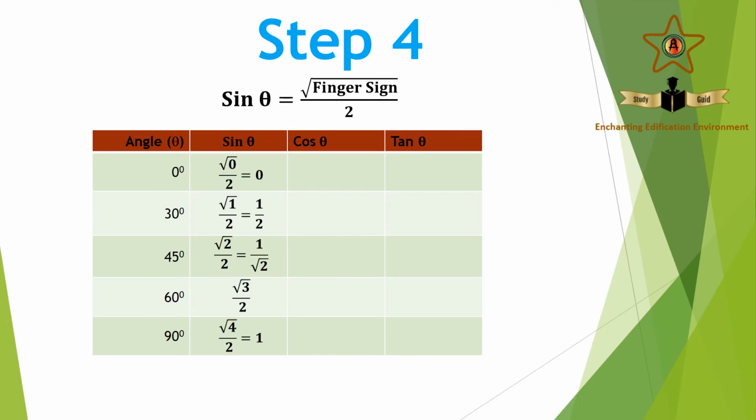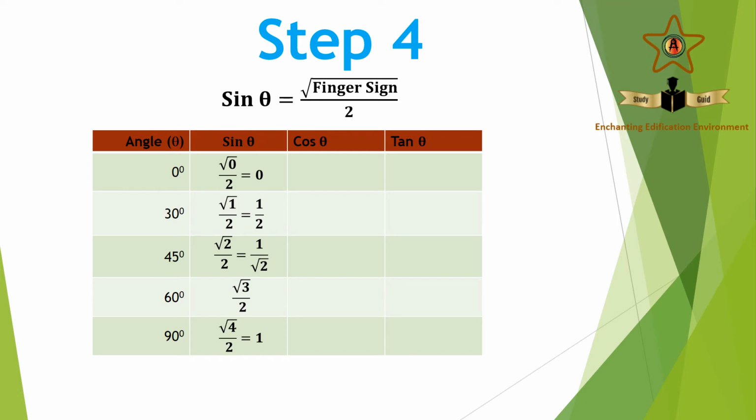Sin 0. Finger sign is 0. Square root of 0 over 2 is 0. Sin 30. Finger sign is 1. Square root of 1 over 2 is half. Sin 45. Finger sign is 2. Square root of 2 over 2 is 1 over root 2. Sin 60. Finger sign is 3. Square root of 3 over 2 is root 3 over 2.